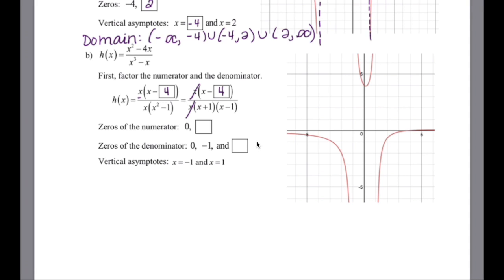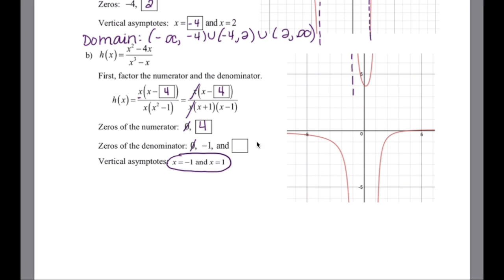Let's look at the zeros of the numerator. The zeros of the numerator are 0 and 4, and the zeros of the denominator would have been 0, -1, and 1. But because we simplified out the 0 of our x value, we only need to look at the vertical asymptotes of -1 and 1.